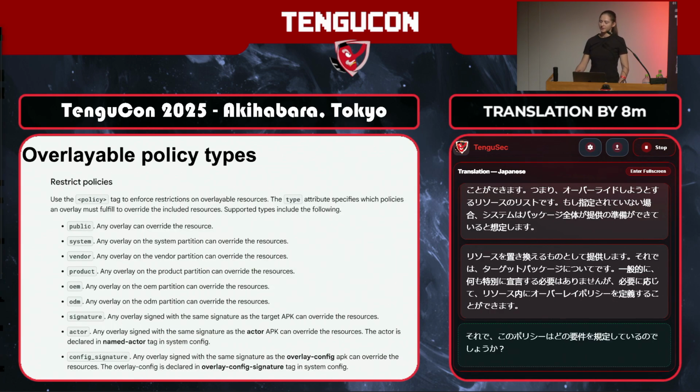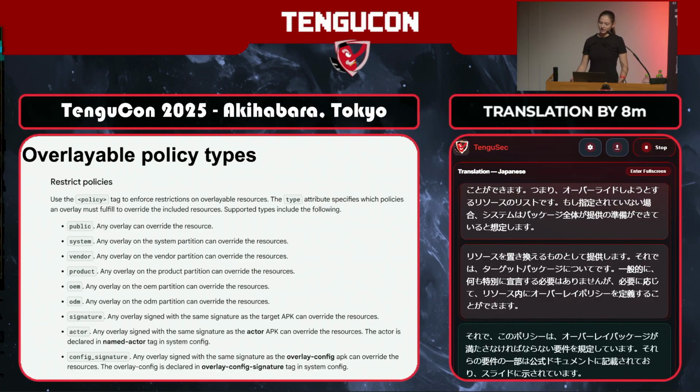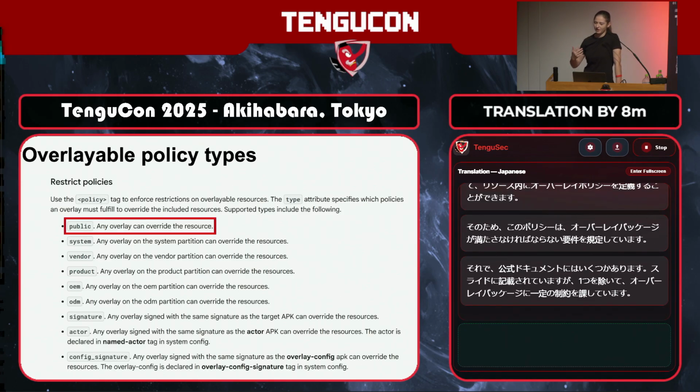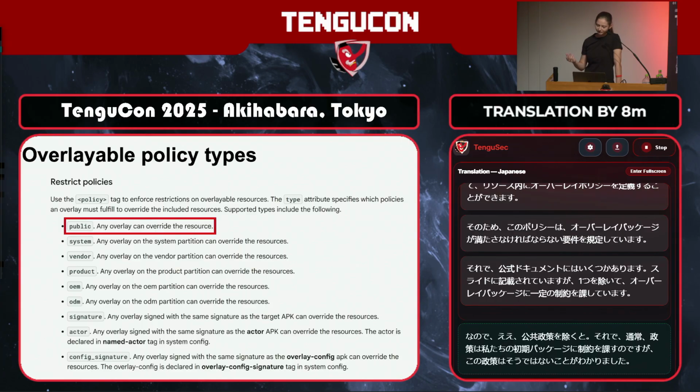There are some of them in the official documentation. They're listed on the slide, and except one, they impose certain restrictions on overlay packages. So yeah, except the public policy. It turns out that the policies usually impose restrictions on the overlay package, but this one does not impose anything. So yeah, any application can override resources of another application with the public overlayable policy.